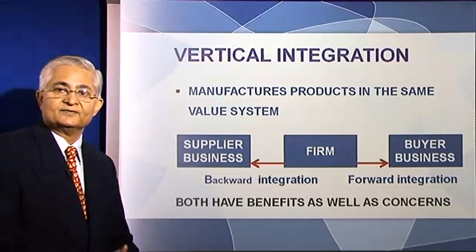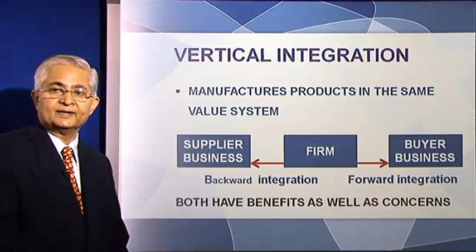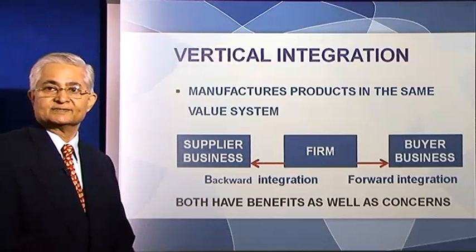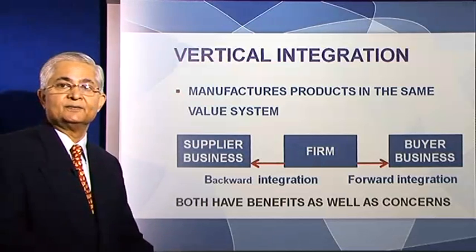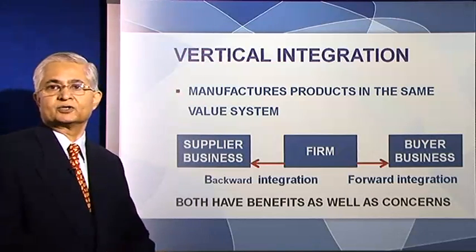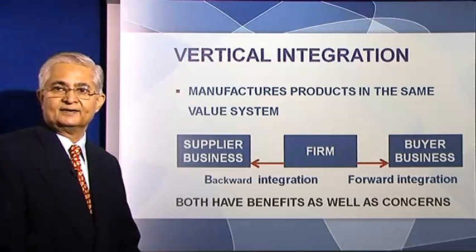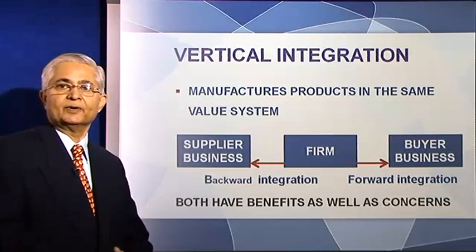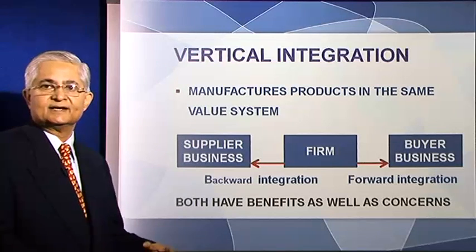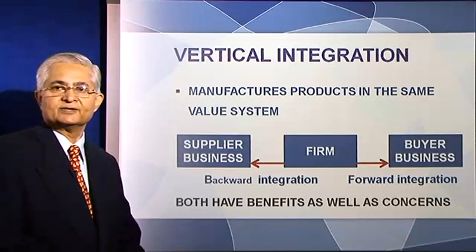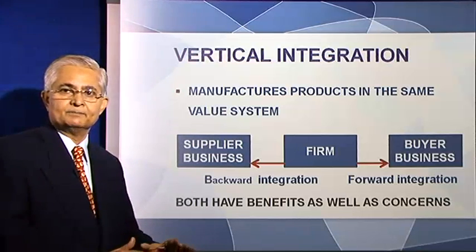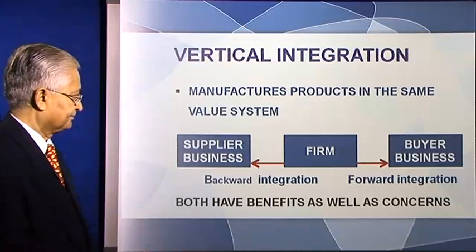Or the automobile company may decide to get into marketing of automobiles and may set up a large retail chain for automobiles. Here the company is going in for forward integration. So both these backward integration and forward integration are within the present business area of the company.